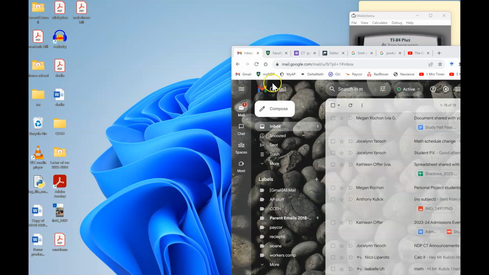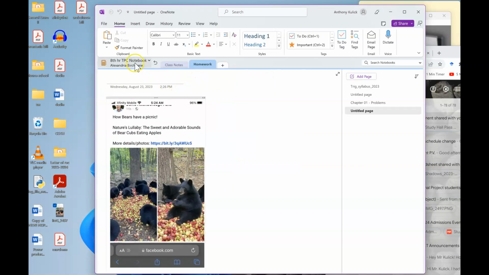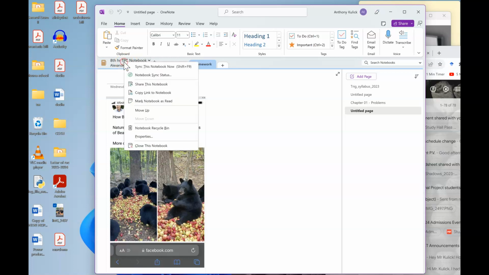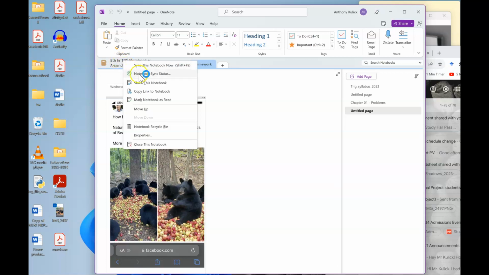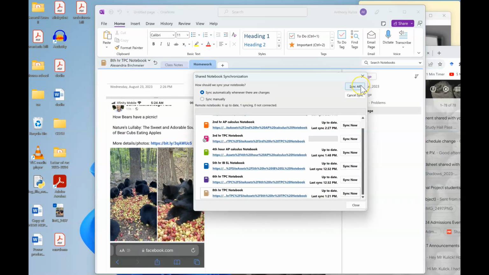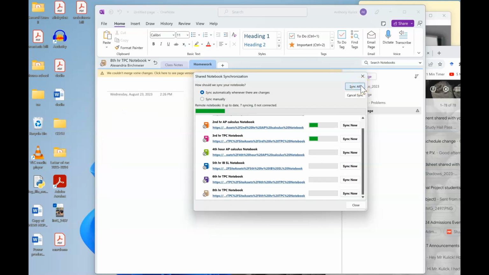What we can do to prevent that from happening is before you close out your OneNote, up here where it has the name of your folder, right-click on it, pick Notebook Sync Status, and hit Sync All, and that'll push changes up to the cloud. When your changes are all done, when your bar gets all the way green, when everything is finished, you can close out your OneNote and rest assured all of the things that you've done are now to the cloud. Mr. Kulik will be able to get those changes on his end when he goes to look at your homework later on.